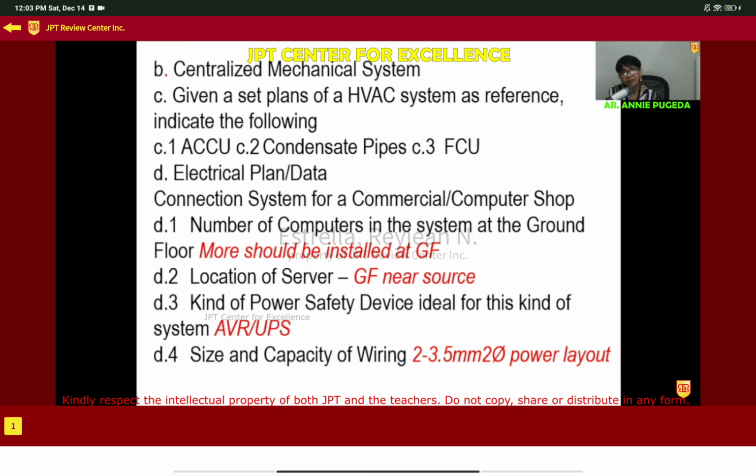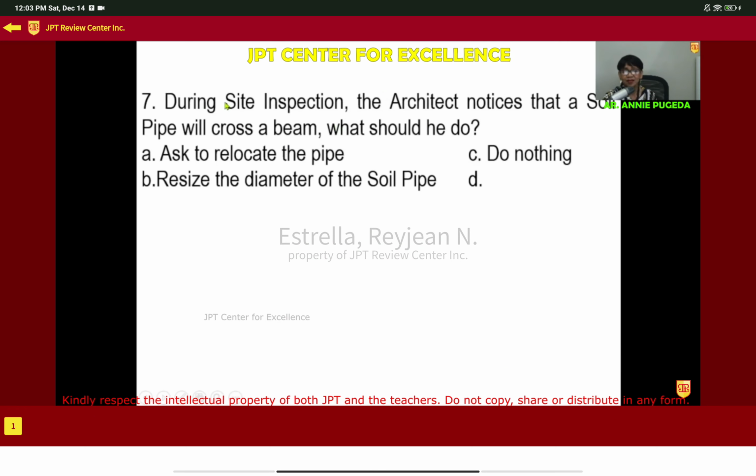Size and capacity of wiring, alam niyo po, electrical to, plugging to, so power layout, and therefore it is aligned with 3.5 mm square diameter na power layout. Here? Okay, during site inspection, the architect notices the soil pipe will cross a beam. What should he do? Okay, napaka-conventional ito. Sa totoo lang po, nangyayari na to. Pero sige, pagpaka-conventional tayo, sabi mo na lang, locate nyo na lang yung pipe sa ibang lugar. Huwag yung mag-cross sa beam.